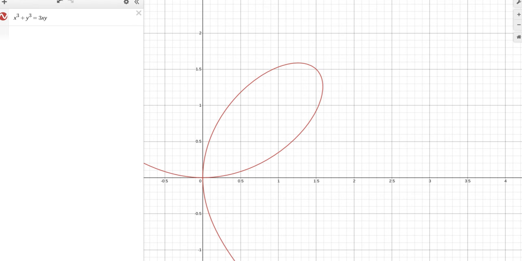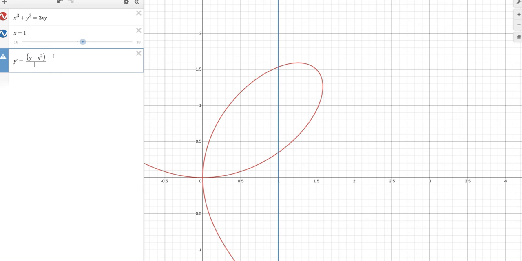Can I click on the function? Not. Let's approximate. Where can we just find the derivative of it? x equals 1. So if we were to find the derivative at this point, let's do this tiny part down here. We have to use the derivative that we found, which is y prime equals y minus x squared divided by y squared minus x.